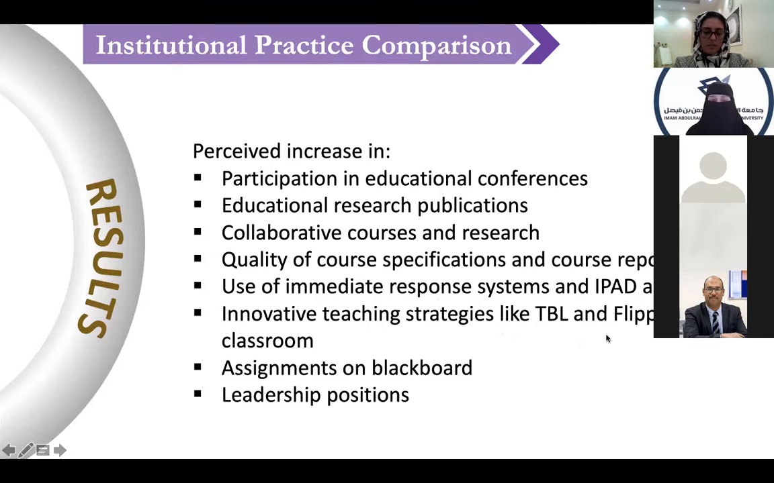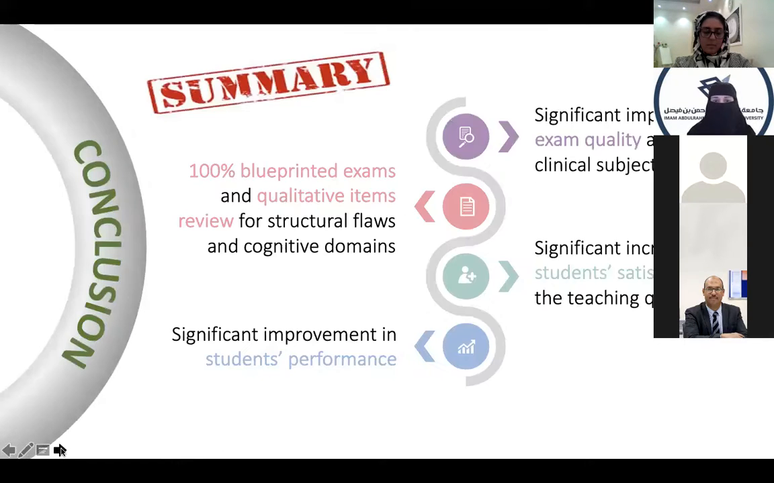We had a very good practice of flipped classroom in the clinical pharmacy, which they have presented to everybody, and it was really remarkable. Assignments on Blackboard increased, leadership positions. Many of our candidates became vice deans and deans, and even one of them became a vice rector.